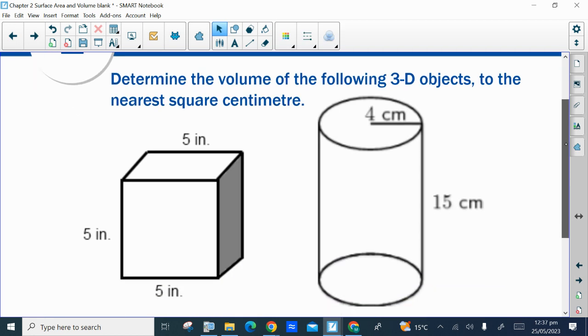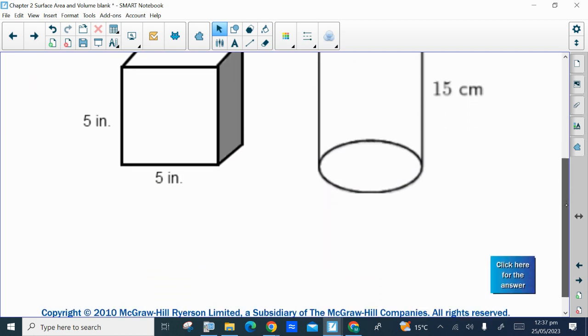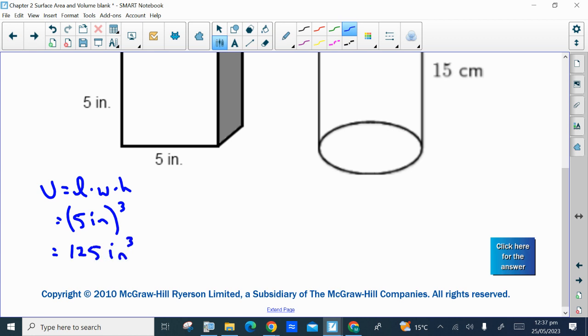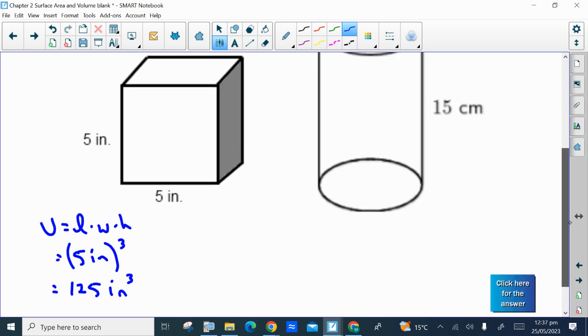We want to determine the volume of these shapes. Again, the first one is a box, and the volume of a box is length times width times height. Each of them is 5 inches, so you can just write this as 5 inches all cubed. That means you're going to multiply it by itself 3 times, which would be 125 cubic inches. That's the volume of that box.